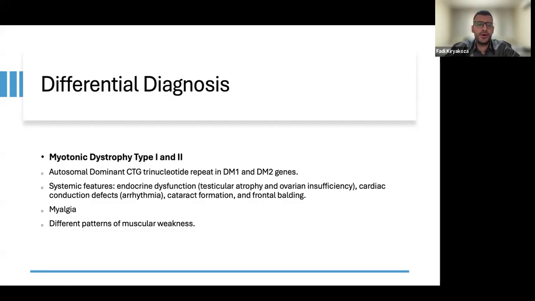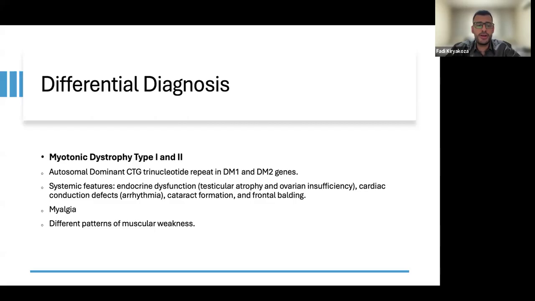Another important differential diagnosis is myotonic dystrophy, types 1 and 2. This is an autosomal dominant CTG trinucleotide repeat in the DMPK and CNBP genes. Some systemic features are almost always visible in myotonic dystrophy, which helps differentiate it from myotonia congenita. These may include endocrine dysfunction, like testicular atrophy and ovarian insufficiency leading to infertility, cardiac conduction defects leading to arrhythmias, cataract formation, and frontal balding, which classically occurs early in men.